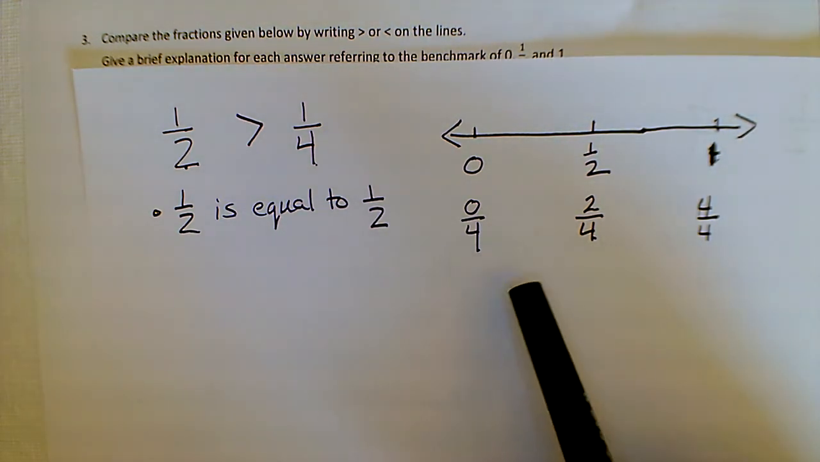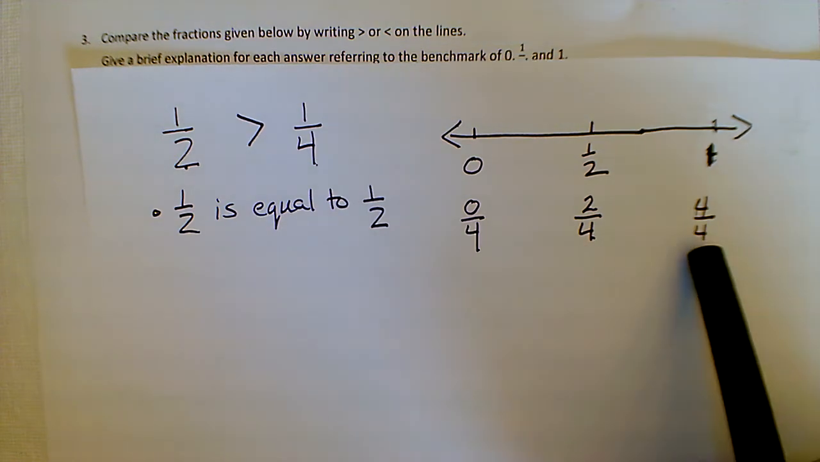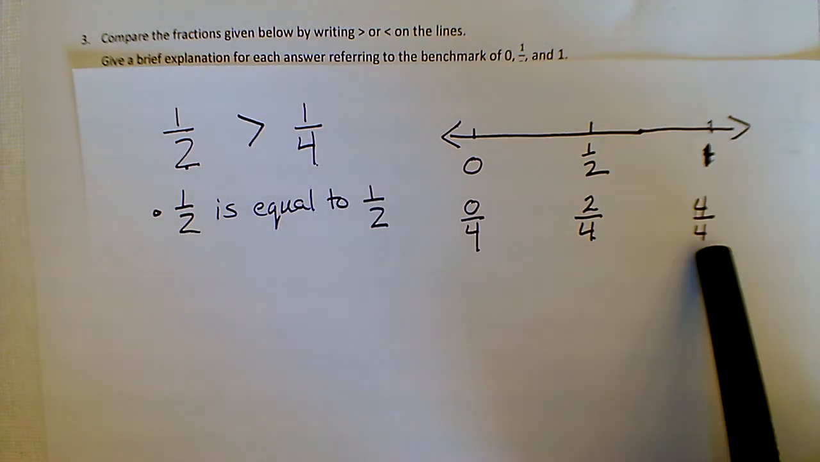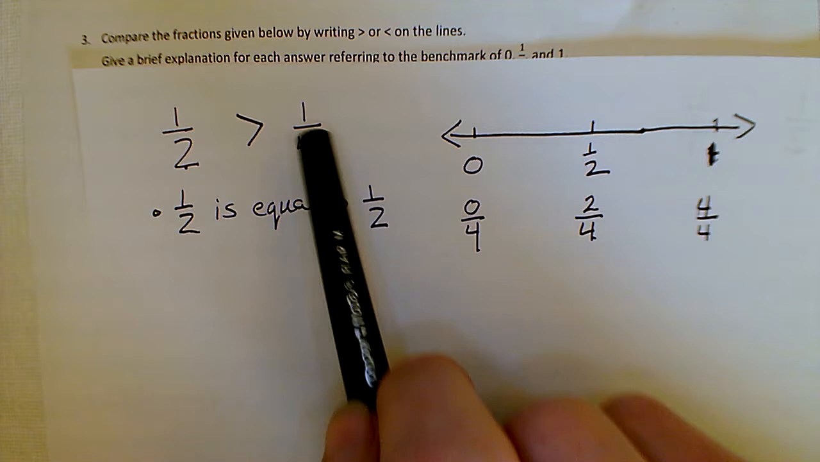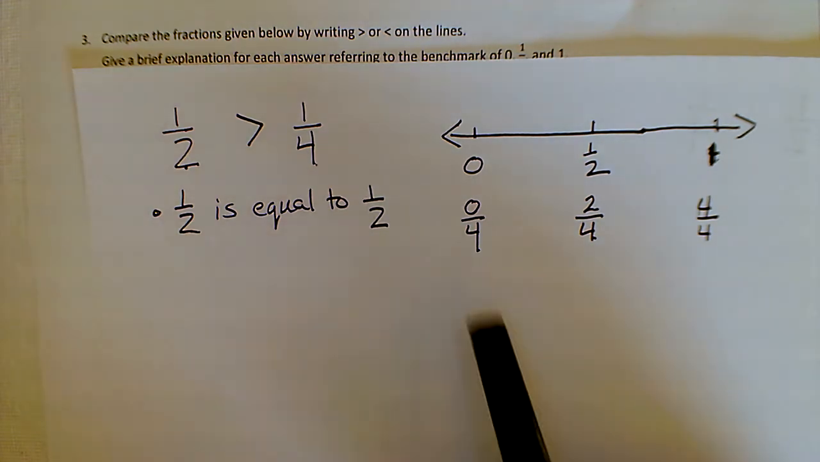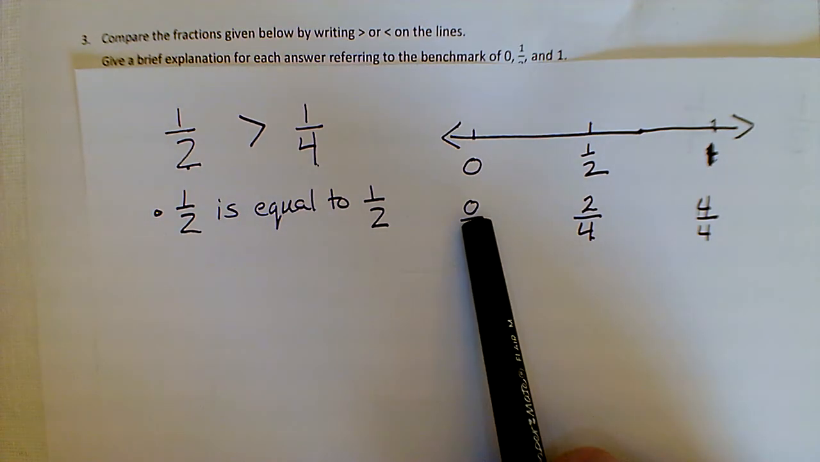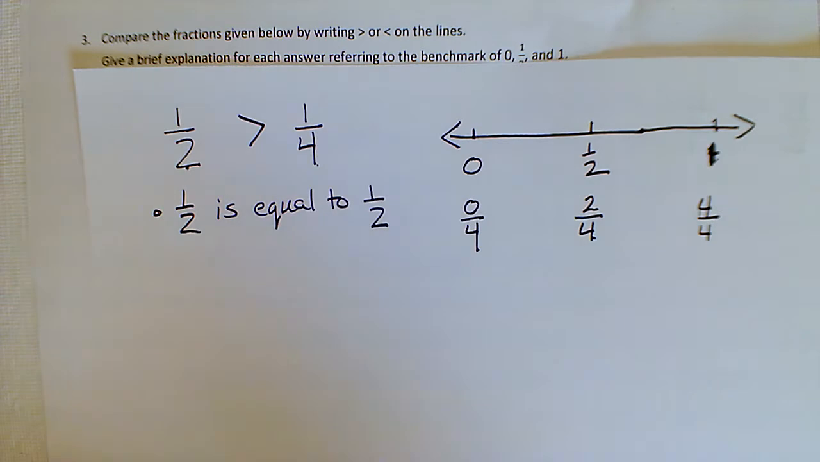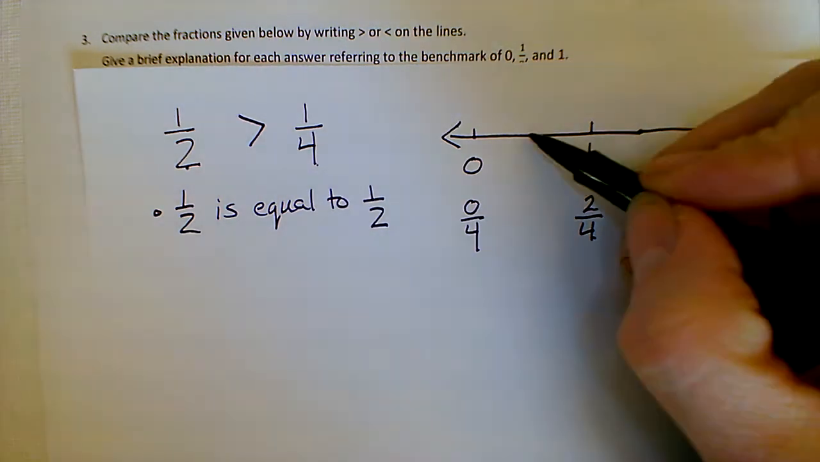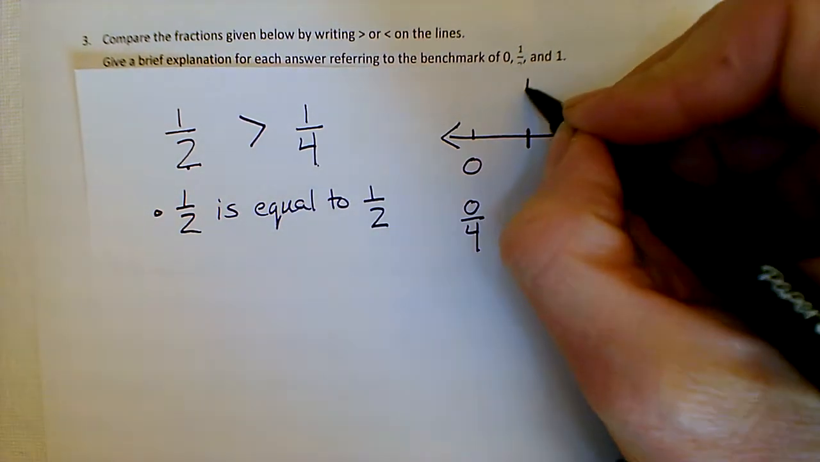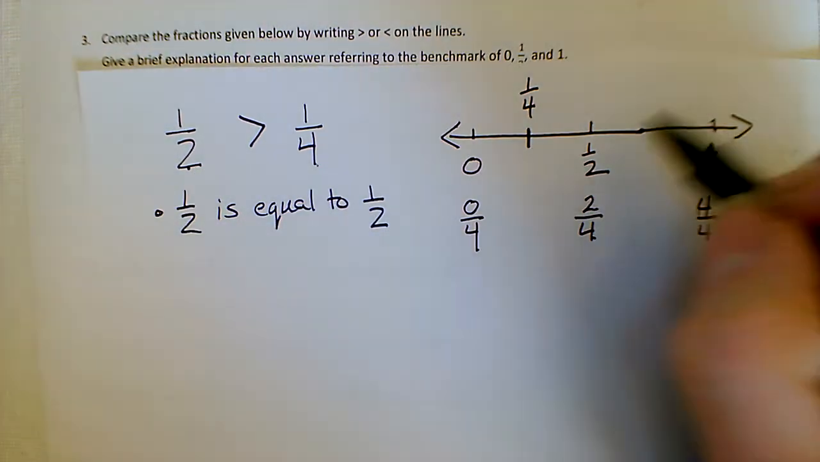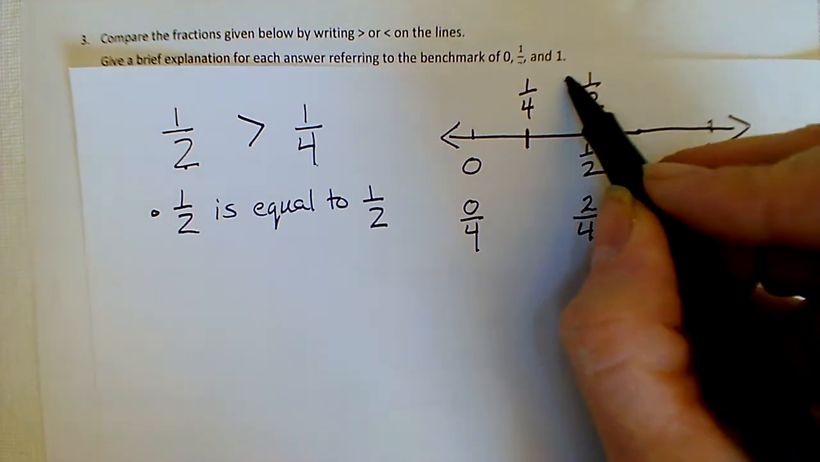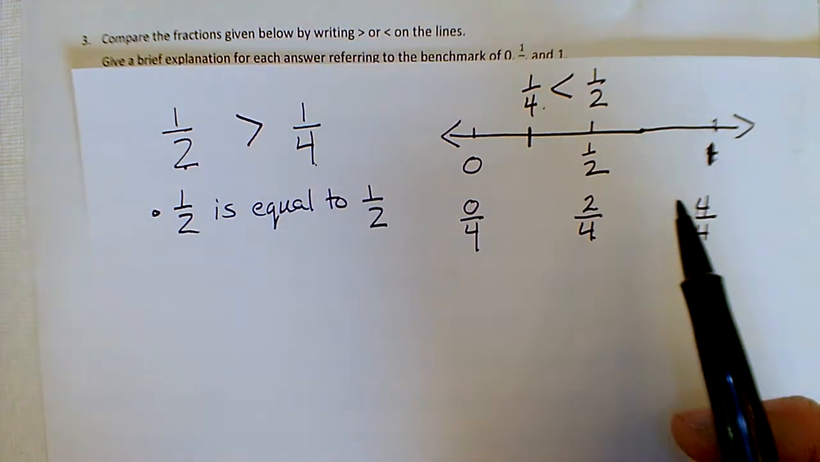Once you know where your 0, your half, and your 1 is, and we've turned them into fourths just to help us out, now I can take a look and say to myself, where would 1 fourth be? I can see that it would be between the 0 fourths and the 2 fourths, and it's going to be right halfway. So that's where my 1 fourth would be right here. And like I said, we already have 1 half, it's right here. So now I can see that 1 half is larger than 1 fourth.